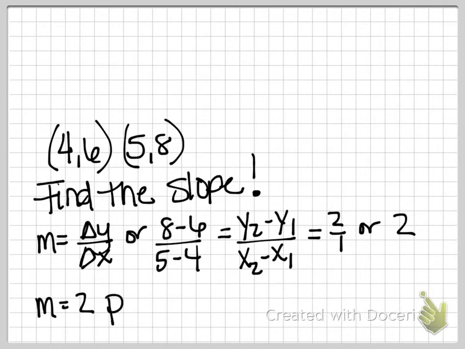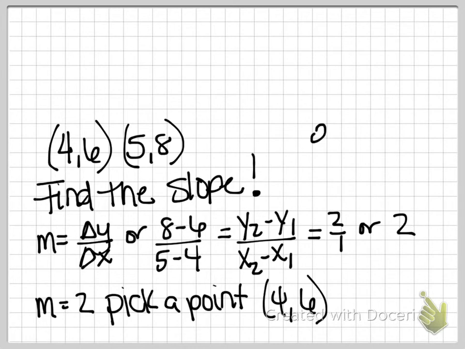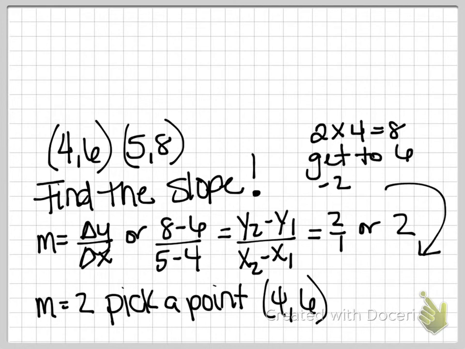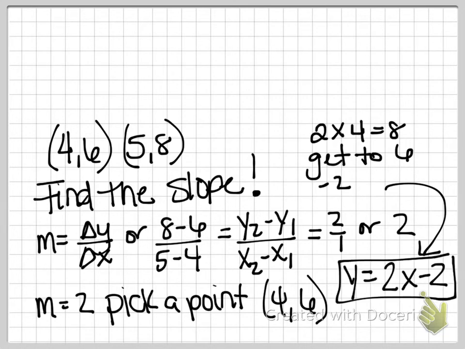And then we're back to where we were earlier. So we're going to pick one of these points since I have 2 options. Okay, so we're going to pick one of the points. And you have 4, 6. So again, I'm going to say 2 times 4 is 8. So then you need to get me 2, 6. So from 8 to 6 is minus 2. So then that makes our equation y equals 2x, 2 from the slope we found, minus 2.